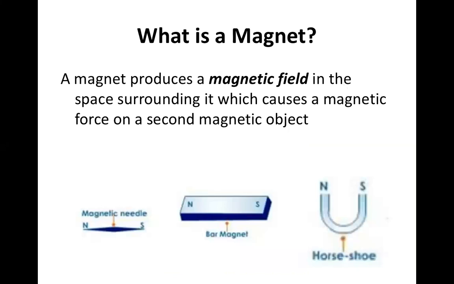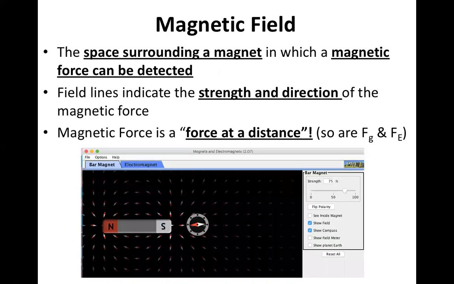So a magnet produces a magnetic field in the space surrounding it, which causes a magnetic force on a second magnetic object. A magnetic field is referring to the space around a magnet in which a magnetic force can be detected. And field lines indicate the strength and direction of the magnetic force. Sound familiar? Just like gravitational field lines and electric field lines, magnetic field lines. Magnetic force is also a force at a distance, just like these other forces that are in this fields unit.